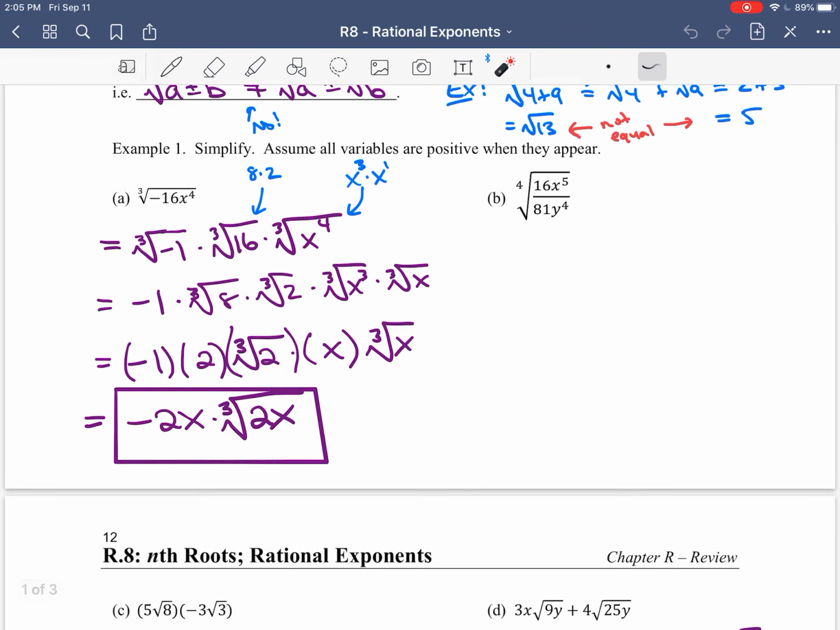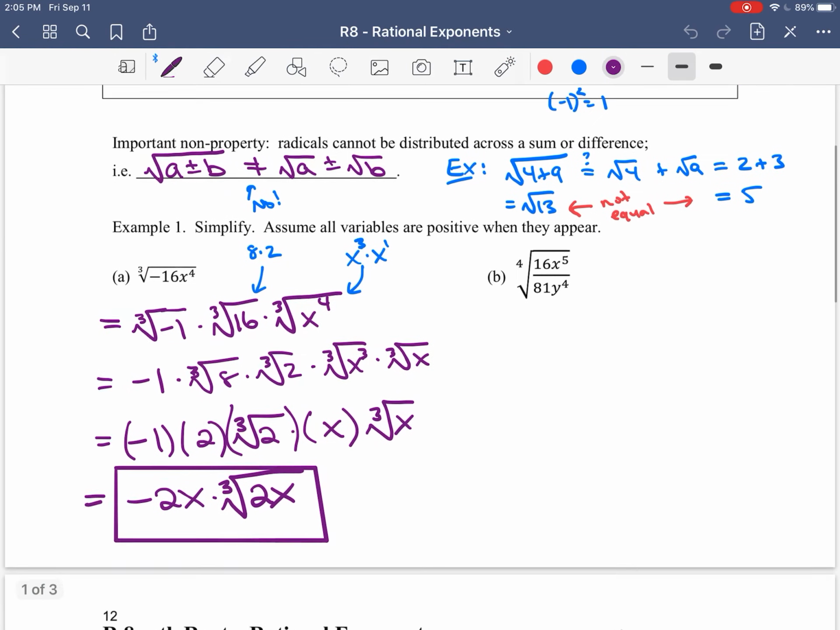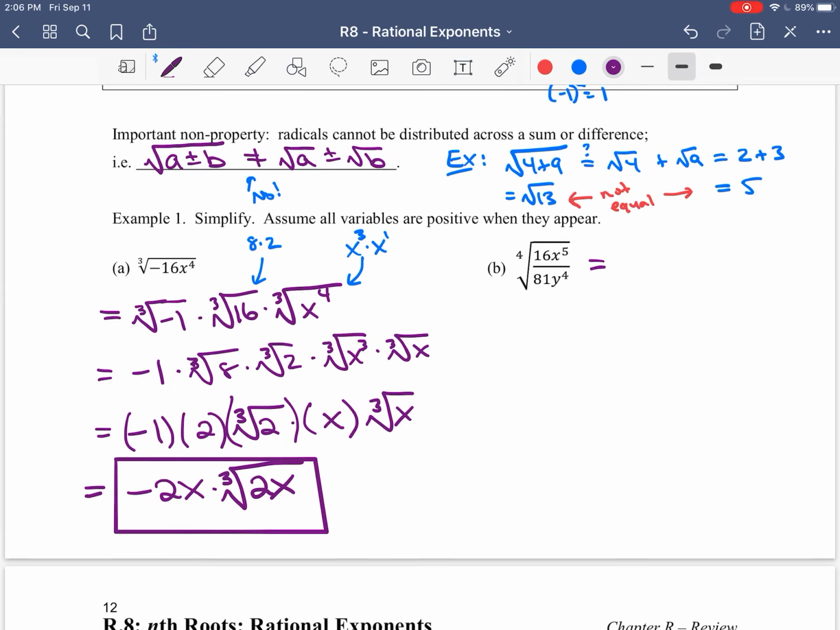In this first one, we want to simplify, and we're assuming that the variables are positive, so we don't have to worry about any absolute values. The first thing we're going to do, we're using the rules for the roots above to break this up. We can start by breaking it up into 2 bits, so it's the fourth root of 16x to the 5 divided by the fourth root of 81y to the 4.